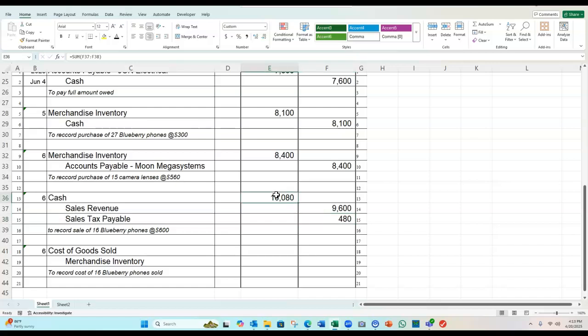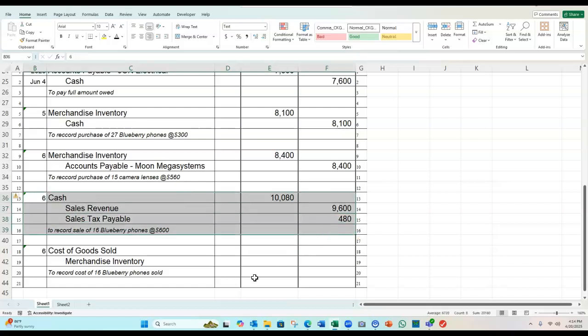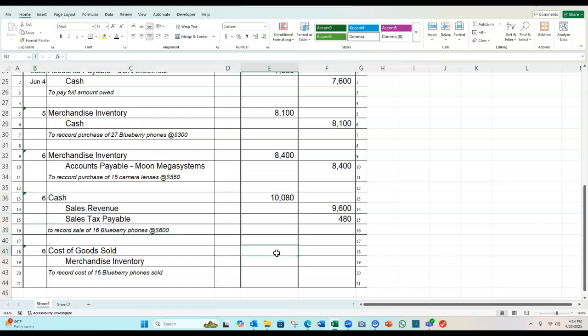Of course, cash is an asset increased by debits. Revenues have credit balances increased by credits. Payables, liabilities, have credit balances increased by credits. Now whenever we sell inventory, we also have to make an entry to cost of goods sold. We're going to debit cost of goods sold and credit the merchandise inventory account. Inventory is an asset. It decreased by credits. We're selling inventory, so we're getting rid of it. And this is an expense, and expense accounts always get debits.